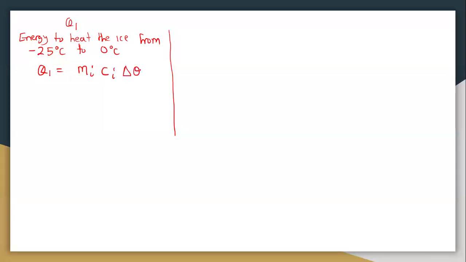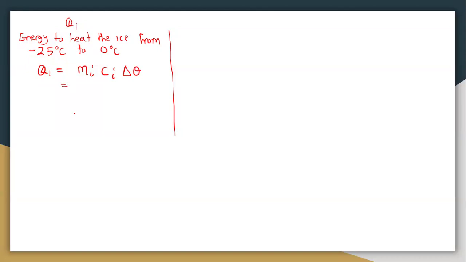So allow me to divide here, and I start with the first one. We call it our Q1. And this is the energy to heat the ice from negative 25 degrees Celsius to 0 degrees Celsius. So I'll say now my quantity 1 is equal to the mass, because at that level we are still having ice. It will be mass of ice times specific heat capacity of ice times the temperature change.